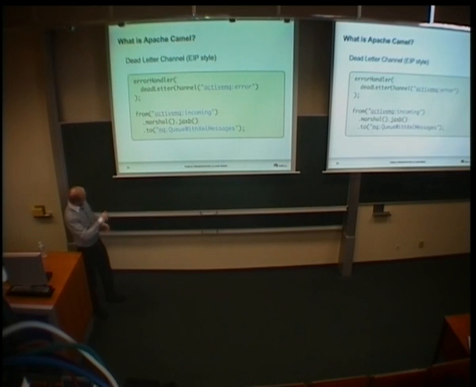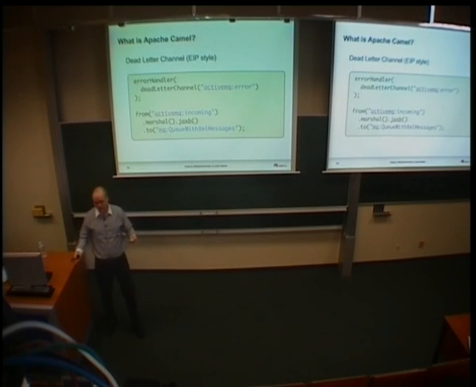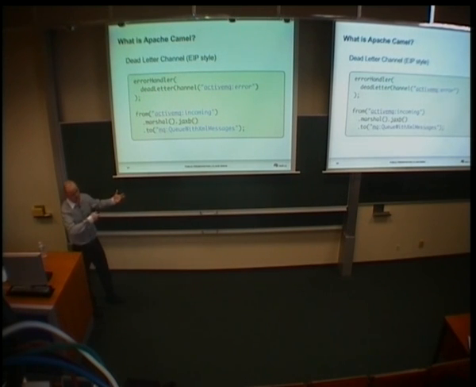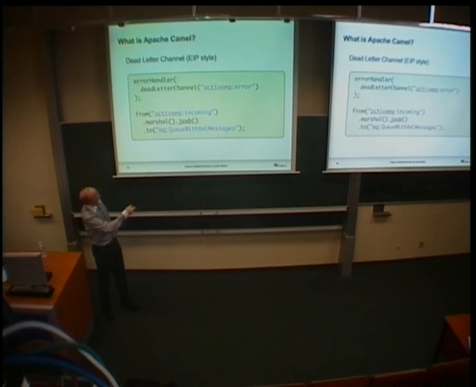Here we define an error handler in Camel, saying use an error handler called dead letter channel. Dead letter channel is one of those patterns from the book, Enterprise Integration Patterns. It says that if an error occurs, then deal with the error and send the message to this endpoint instead. So if any exception is thrown here, then the dead letter channel error handler will kick in and send the message to this queue.